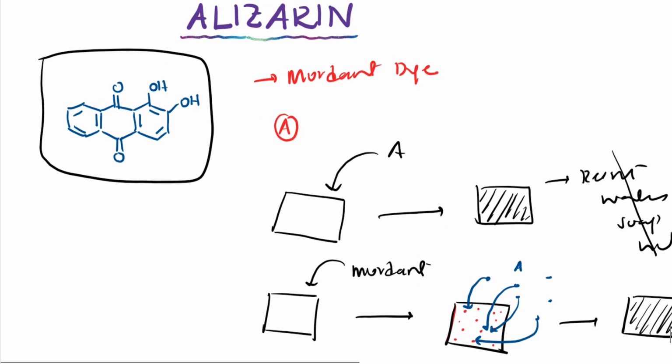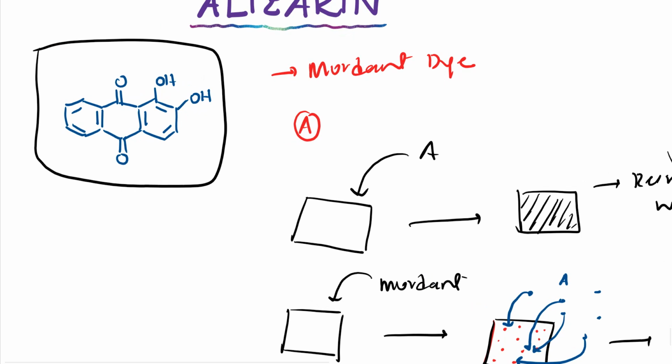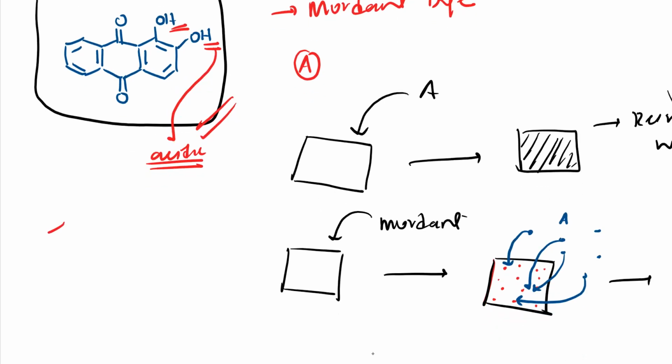I will tell you a few more things. Come to the structure of alizarin. It has H here, and these protons are acidic. Why are they acidic? If you remove this H, oxygen gets a negative charge, which is stabilized by resonance. You can write this structure. If I remove H, O minus comes, and because of this resonance, it can stabilize that negative charge.